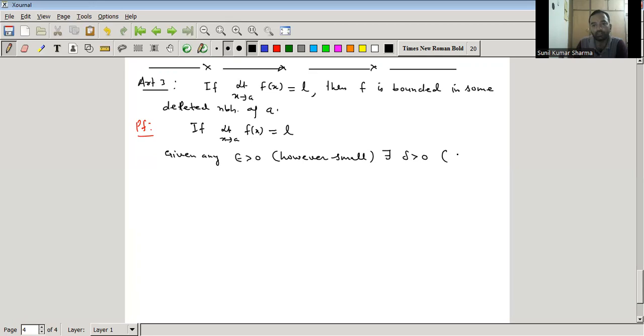delta greater than 0, this delta depends upon epsilon, such that mod f(x) minus L is less than epsilon for 0 less than mod x minus a less than delta. So this is by definition because the limit of the function is given, so we use the epsilon delta definition. Okay. So now what we have to do?